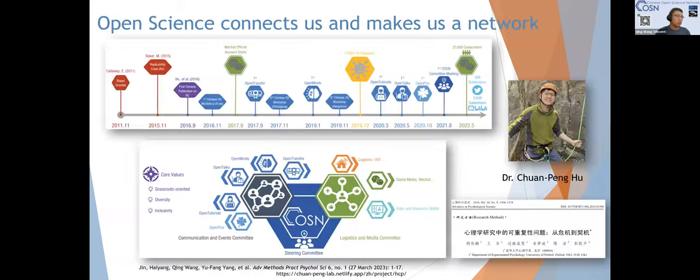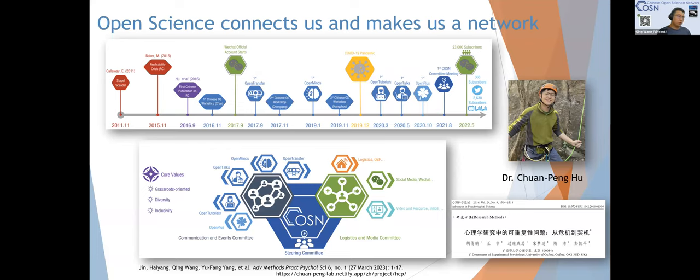So let's look at how we grew up. Since the very early paper about the reproducibility crisis, especially the Science paper in 2015, all researchers, especially in psychology, were really astonished because we were really not able to reproduce our previous research results.